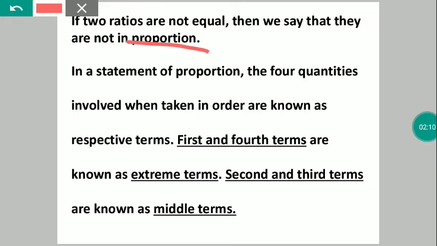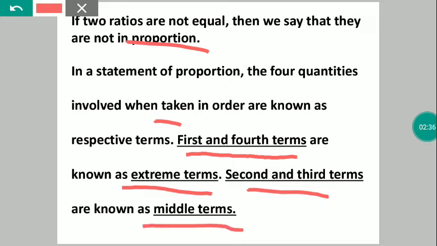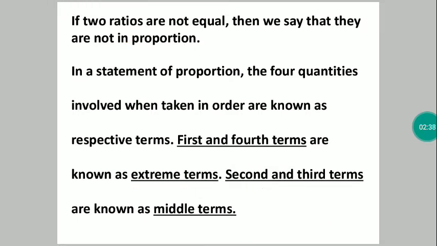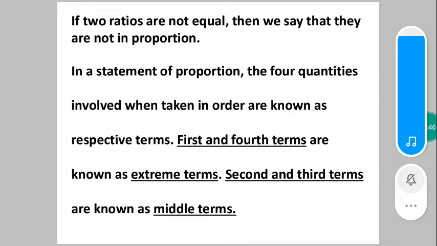In a statement of proportion, the four quantities involved, when taken in order, are known as respective terms. The first and fourth terms of the proportion are known as extreme terms, and the second and third terms are known as middle terms.